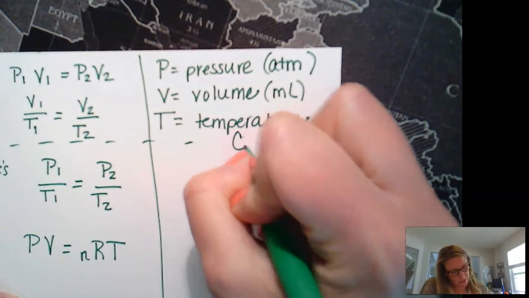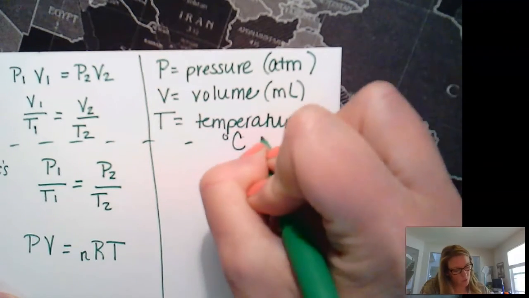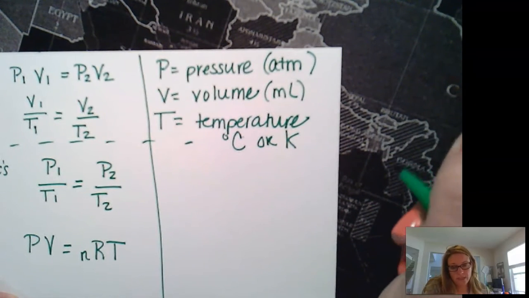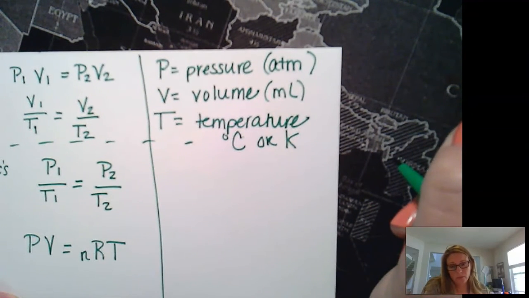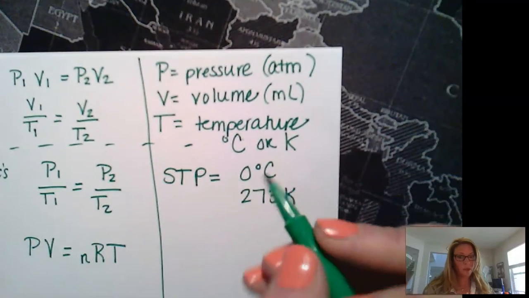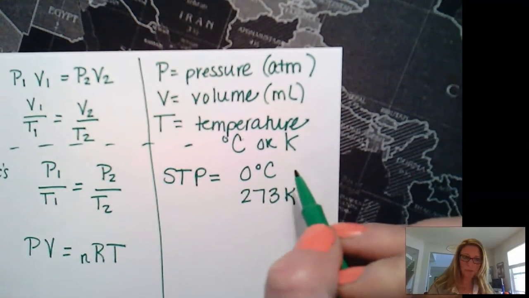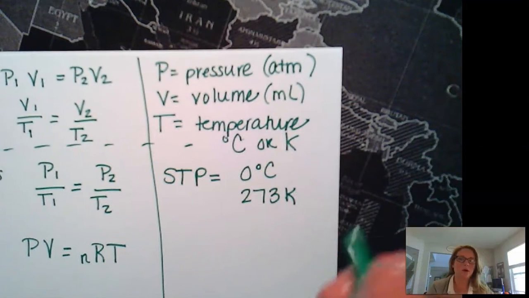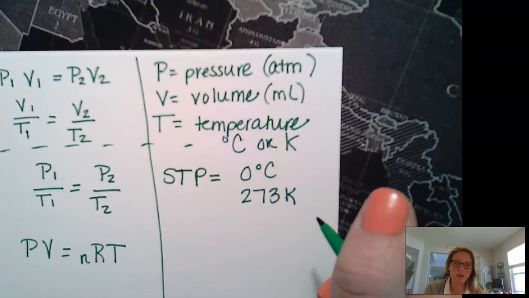Temperature is going to be in degrees Celsius, or K for Kelvins. We don't say degrees Kelvin, we just say Kelvin. And then the last thing is standard temperature and pressure. Standard temperature is 0 degrees Celsius or 273 Kelvin.